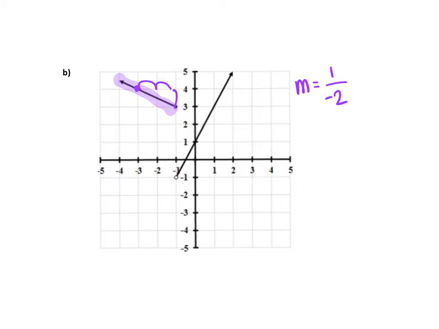On this red graph, again, pick any 2 points. Here and here will work. Looks like it's up 2 and over 1. So my slope is 2 over 1, or just 2. We can see the y-intercept from the red graph is easily seen to be b equals 1.